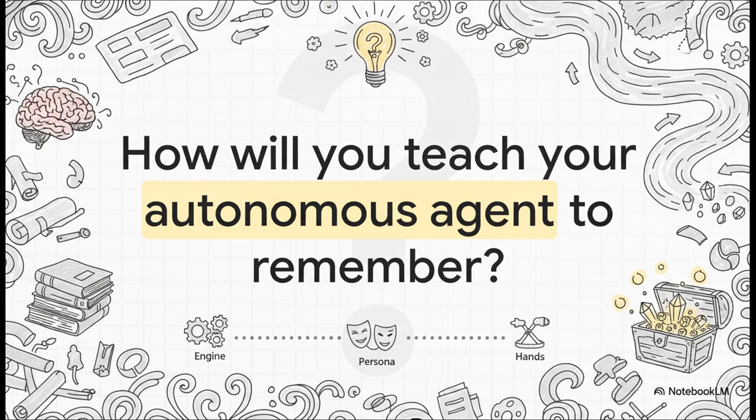But naturally, this raises a massive, lingering question for our next explainer. Think about it. Your agent can now think and act in the moment, but how on earth will you teach it to remember? The next frontier in building robust AI systems is tackling how to give these agents long-term memory and knowledge retrieval, so they can actually learn and adapt from their past interactions. I'm going to leave you with that provocative thought to chew on.